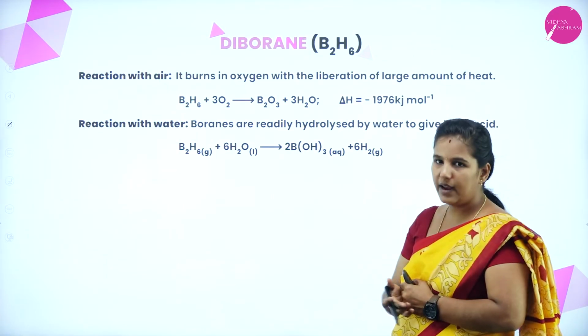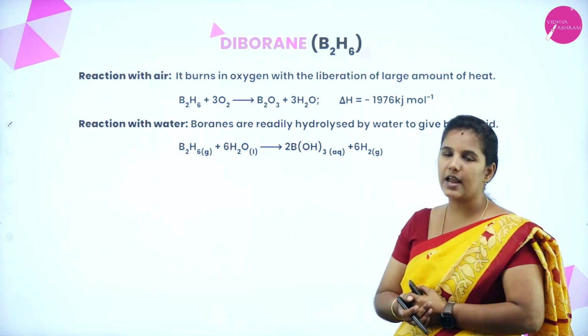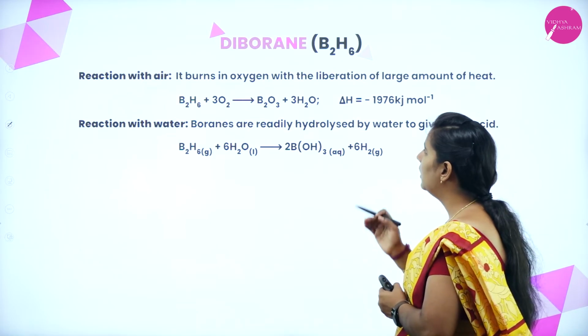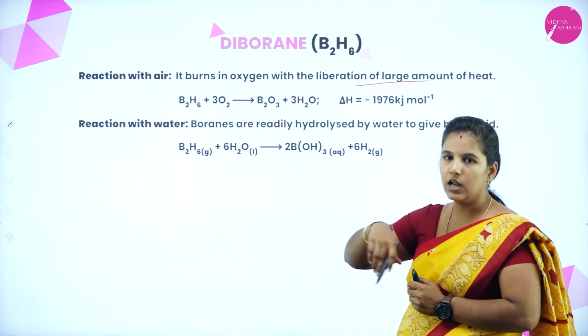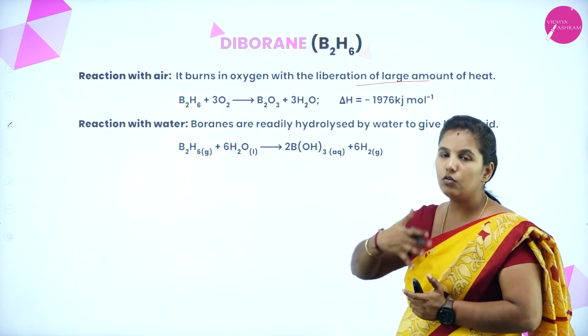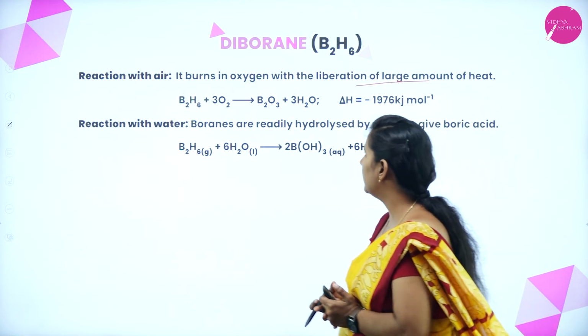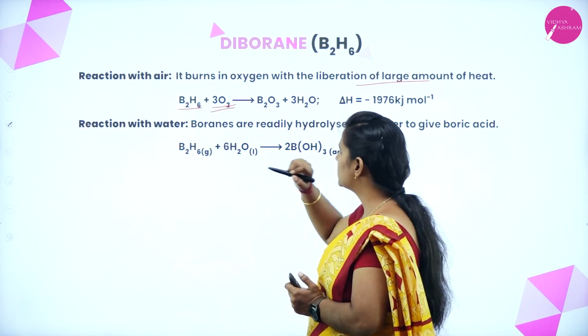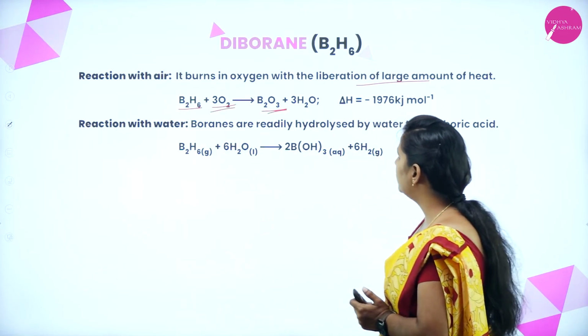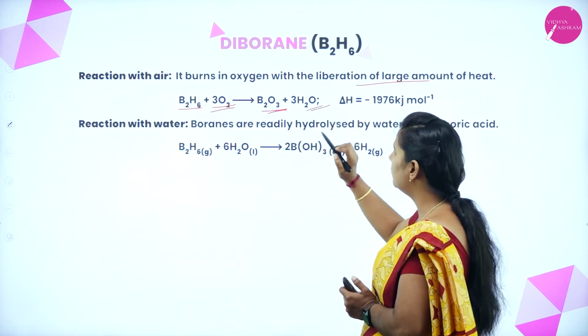Next, we have reactions with air. How can diborane react with air? It burns with oxygen to liberate hydrogen gas. During this process, a huge amount of heat will be released. Okay, diborane, when it reacts with atmospheric oxygen, forms B2O3 with the release of water molecules.